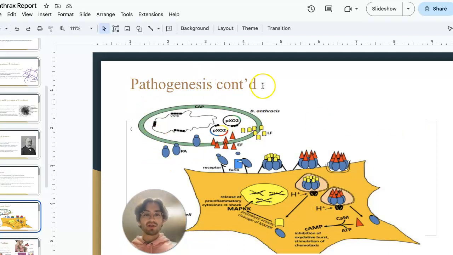We can also see how B. anthracis is surrounded by that protective capsule mentioned earlier, thanks to the other plasmid, the pXO2 plasmid, and this will prevent it from being eaten by other immune cells, allowing it to survive longer in the host body.